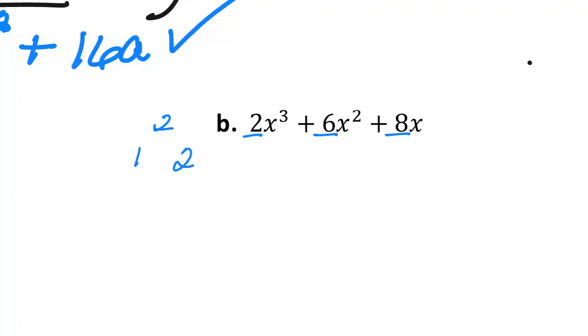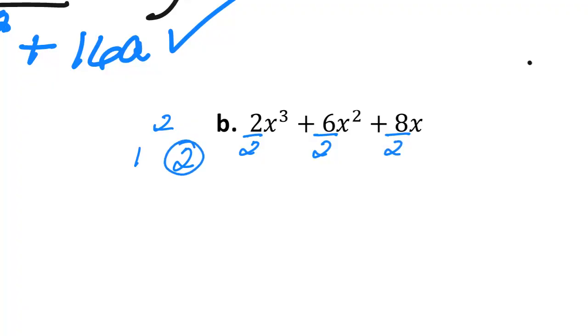Okay, so 2. Is 2 a factor of 6? We know 2 is a factor of 2, right? Is 2 a factor of 6? Yes. Is 2 a factor of 8? Yes, because they're all even numbers, right? Any even number has 2 as a factor. And you always want to find the greatest common factor.